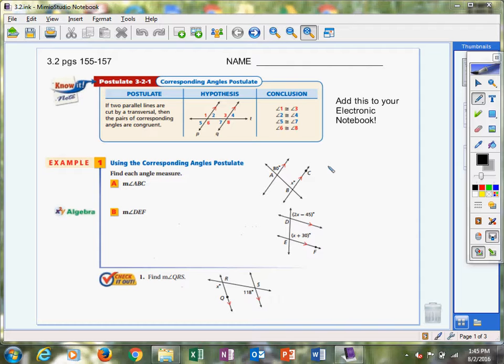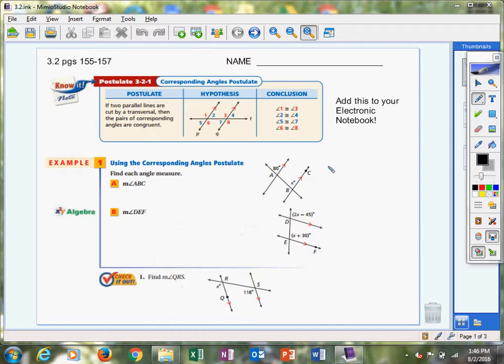But that's only true. Like in the last section, we identified where corresponding angles were located, but the lines weren't necessarily parallel. In this section, the lines are parallel. And when the lines are parallel and they're cut by transversal, then those corresponding angles are always going to be equal in measure. They're going to be congruent. Okay? So let's take a look at example 1.